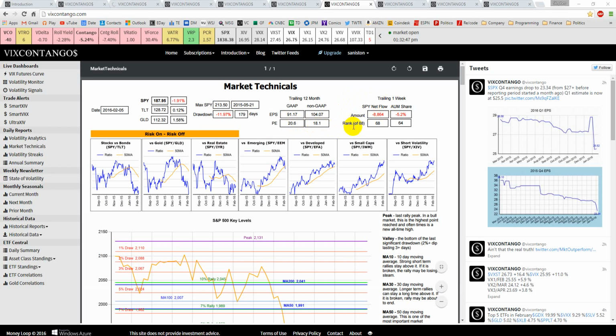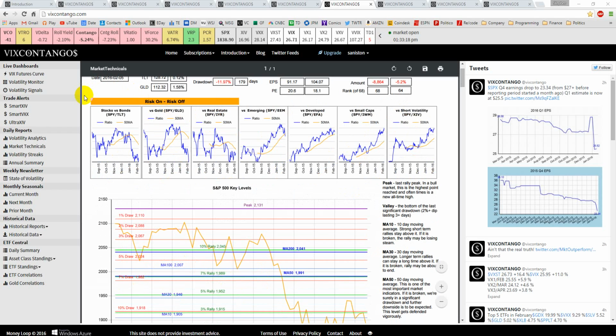We also get to see some information about the net flow from the SPY ETF. So in this case, $8 billion was withdrawn during the last 1 week, which was about 5.2% of the AUM. And this is the ranking amongst all ETFs. So this is the ETF out of 68 ETFs. This is the one that had the most withdrawals, and the 64 based on percentage of AUM.